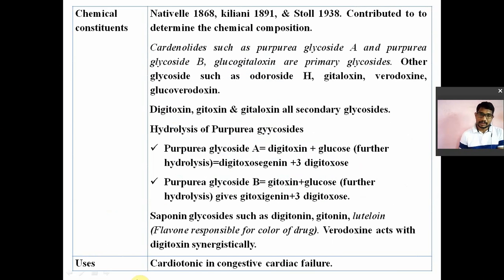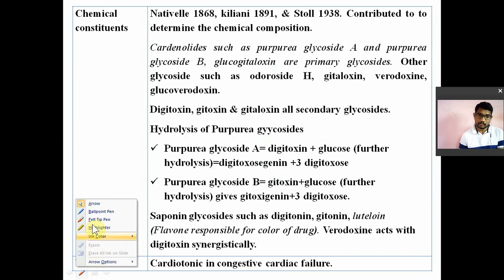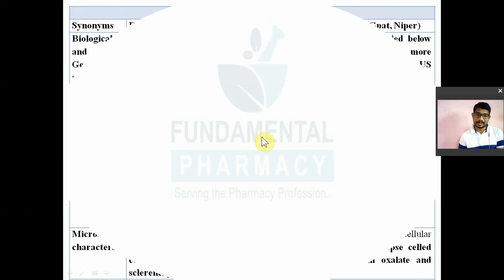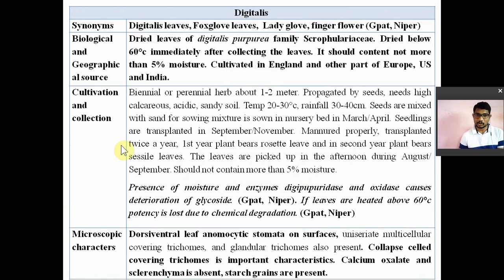Now we'll see the next point, chemical constituents, which is again a very important part. These chemical constituents are very important from the digitalis point of view, and their hydrolysis products are also important. We'll see it. Sorry for the interruption, there was some technical issue regarding PowerPoint.